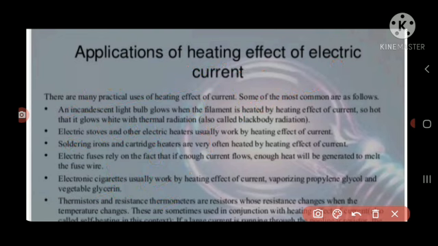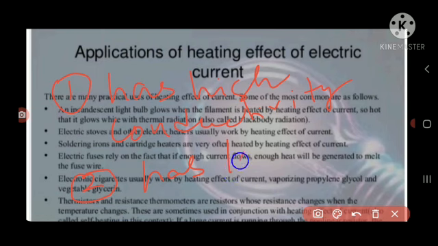See, fuse wire has high conductivity. Okay, this is the first thing. Second one, it has a low melting point. Fuse wire has a low melting point. These two are the key features of fuse wire.